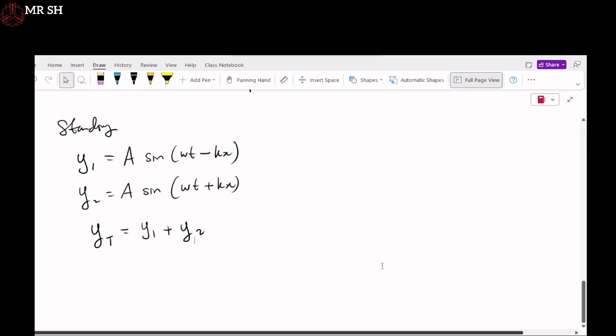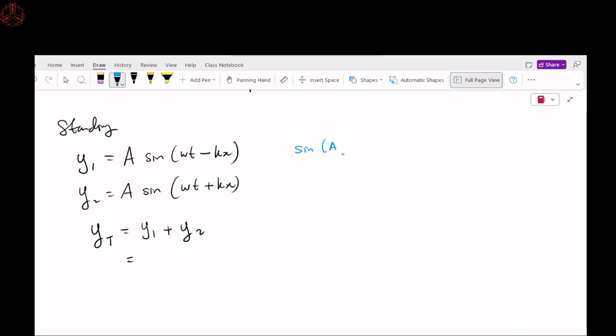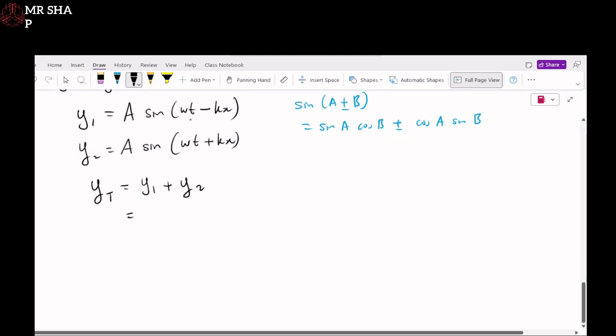So how do I add them? Well, what we do know is that if I have sine(a plus or minus b), I can expand that into sin a cos b plus or minus cos a sin b. So now I'm going to express both of these equations, y1 and y2, in this broken down form.